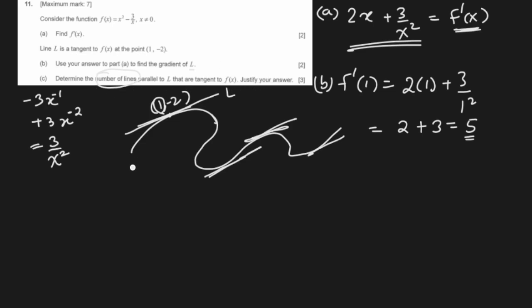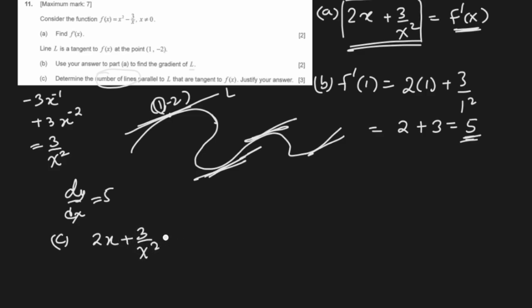All right. So for the tangent to be parallel to this one, those other tangents should have this particular gradient, right? That means dy/dx has to be equal to 5 for them. And what is dy/dx for us? The first derivative, this is the one. So we can just write it here. C. (2x plus 3) over x squared is equal to 5.